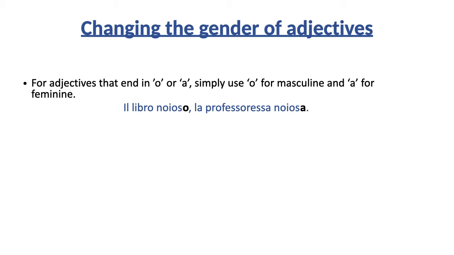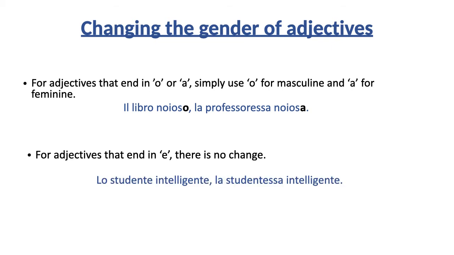That's one set of adjectives, if you will. And the other set is the one that ends in E, right? For adjectives that end in E, there's no change when the gender changes. Notice these two examples. Lo studente intelligente. Studente means male student, right? And la studentessa, also intelligente. Studentessa means female student, right? So I changed the gender from masculine to feminine, but the adjective intelligente stayed the same.